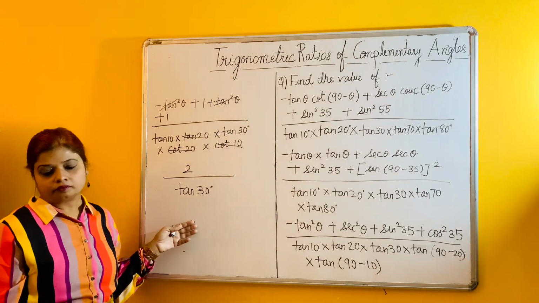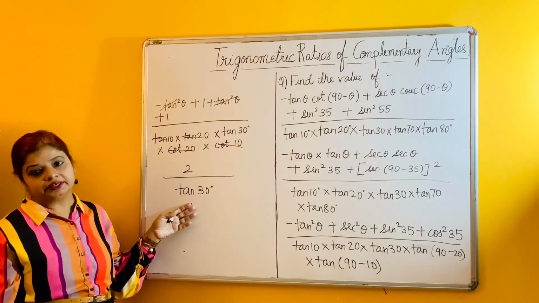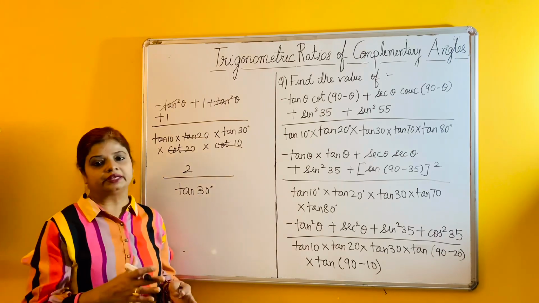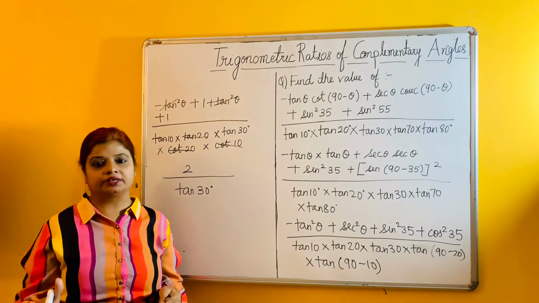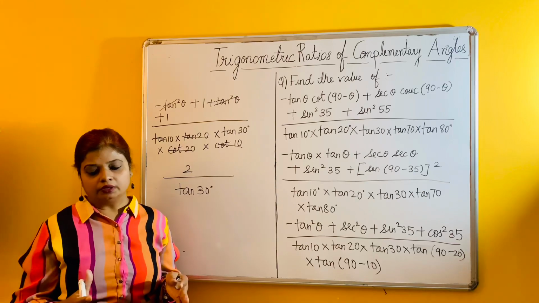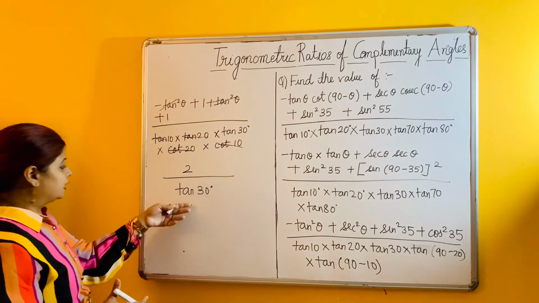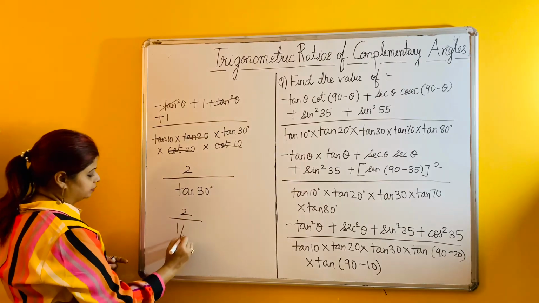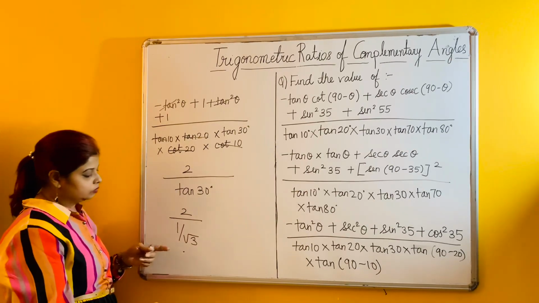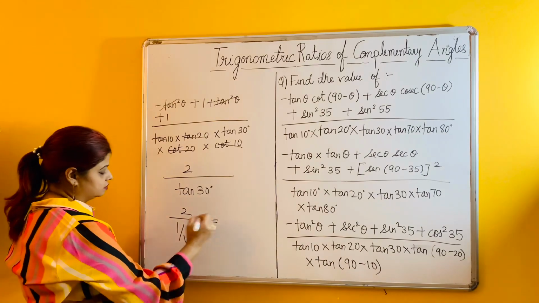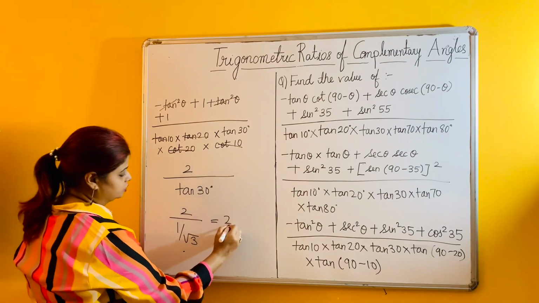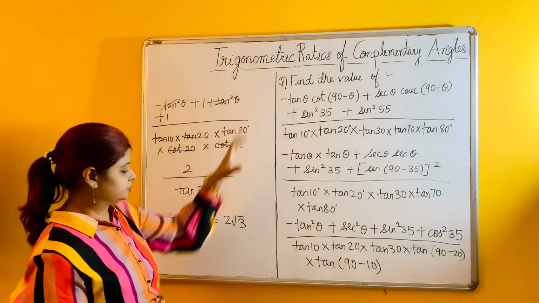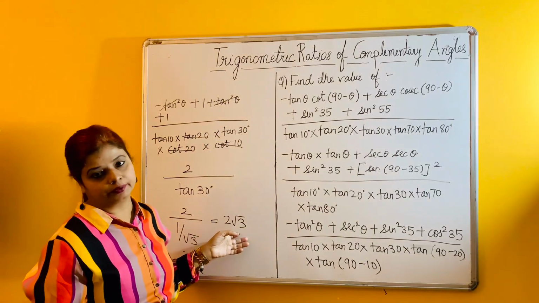Now what is the value of tan 30 degree? See, these are some of the values: 30 degree, 45 degree, 60 degree, all these values we need to remember. So the value of tan 30 degree is actually 1 by root 3. So when you divide this, it is 2 root 3. So the value of this whole big expression became 2 root 3.